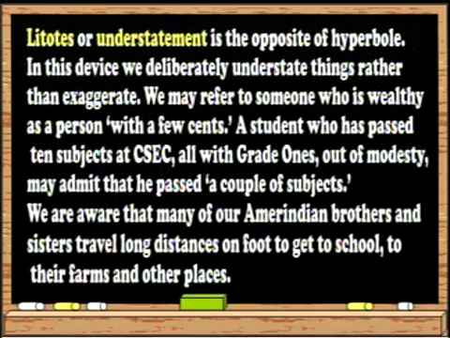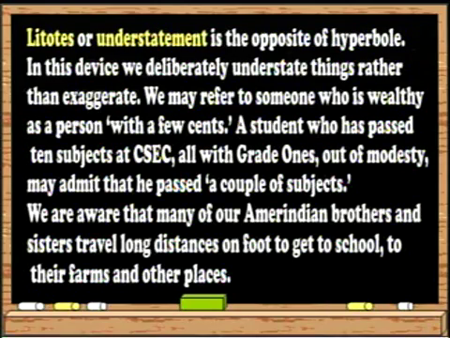Litotes, or understatement, is the opposite of hyperbole. In this device, we deliberately understate things rather than exaggerate. We may refer to someone who is wealthy as a person with a few cents. A student who has passed 10 subjects at CSEC, all with grade 1s, out of modesty, may admit that he passed a couple of subjects.